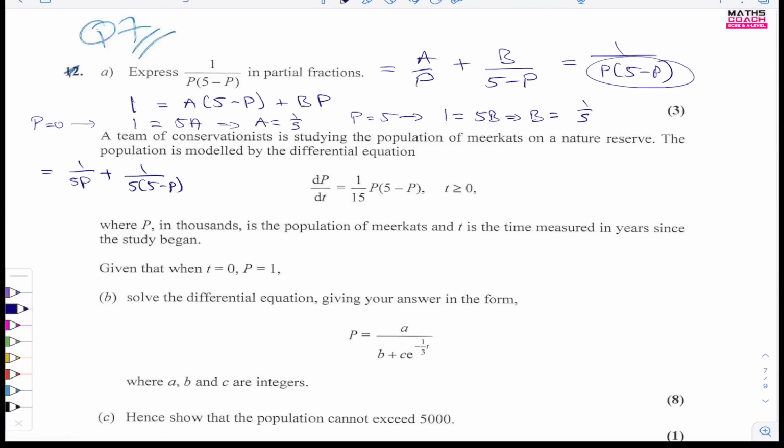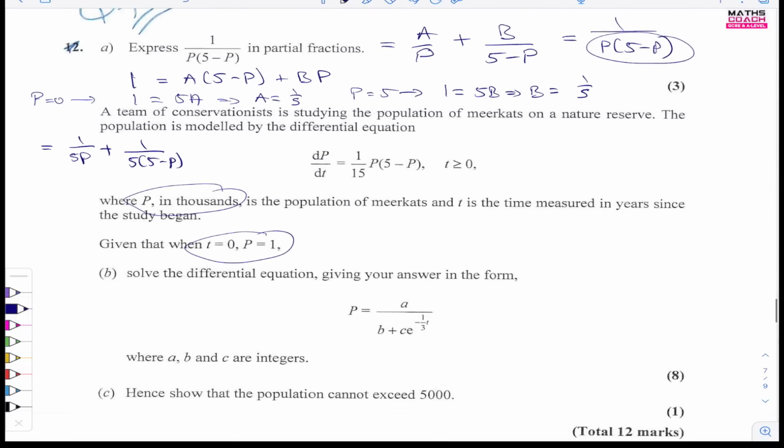Now, the team of conservationists is studying the population of meerkats on the natural reserve. The population is modeled by this differential equation, where p is measured in thousands. Population of meerkats at time t is measured in years since the study began. Given that t is 0 when p is 1, it's going to be useful for us later on. Solve the differential equation to get this expression here.